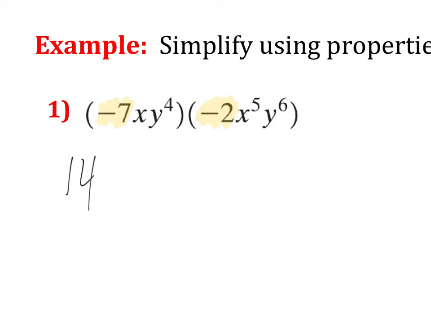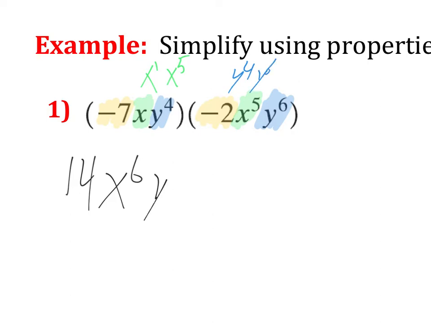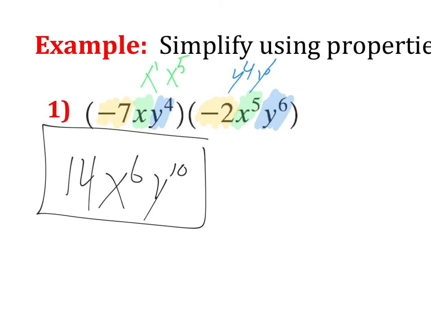I have x, oops, let me change colors here. I have x, that'd be x to the first, by the way, times x to the fifth. Well, that's going to give me x to the power of 6, x to the sixth power. And then if I have y to the fourth, that's only going to interact with this y to the sixth. So I have y^4, I've got y^6. Using my properties, I'd add those exponents to get y to the 10th. And that is now simplified.